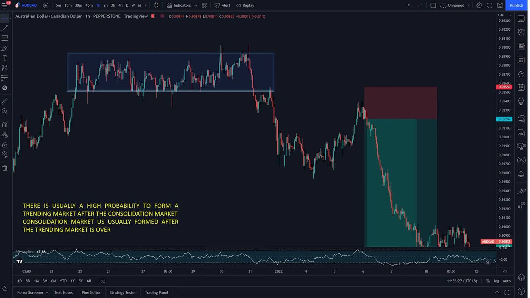Now we can clearly observe that the price breaks out from the consolidation area and moves downwards. And we can also find that there is a support and resistance in this area.